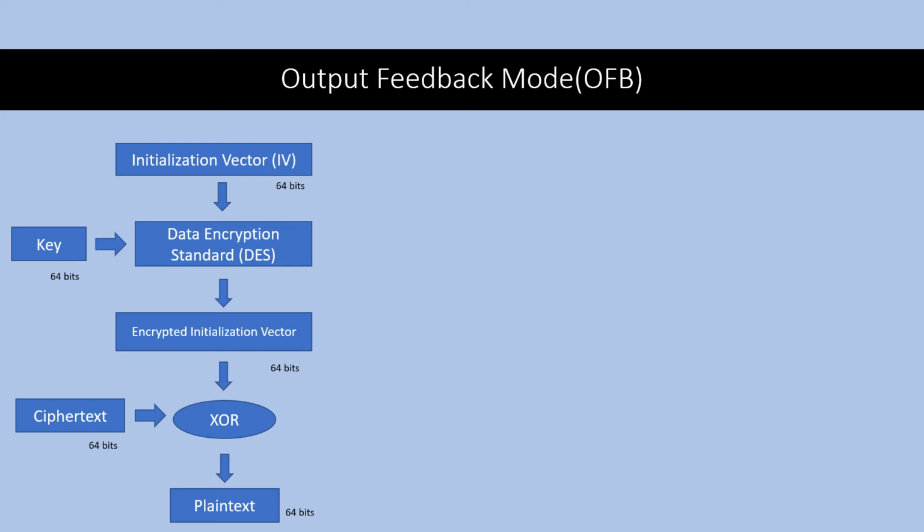In the encryption process, the initialization vector will perform the XOR operation with the plain text, but for the decryption process, the initialization vector will instead perform the XOR operation with the ciphertext to produce plain text.